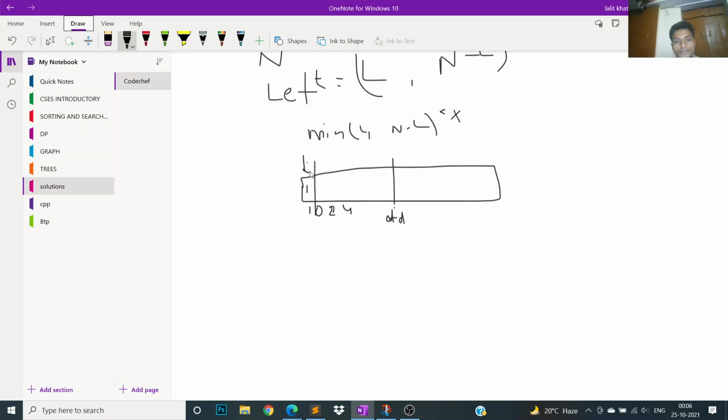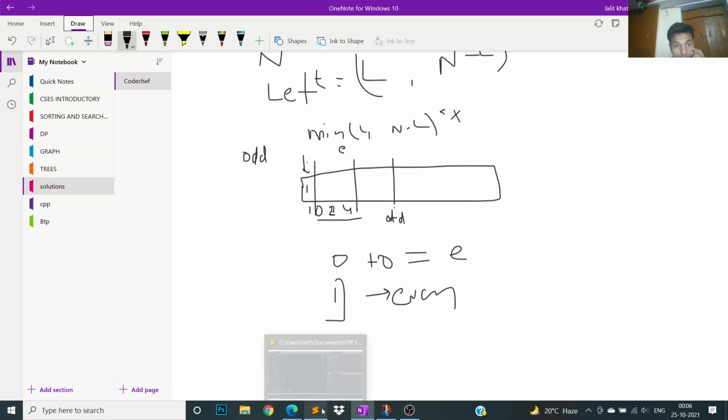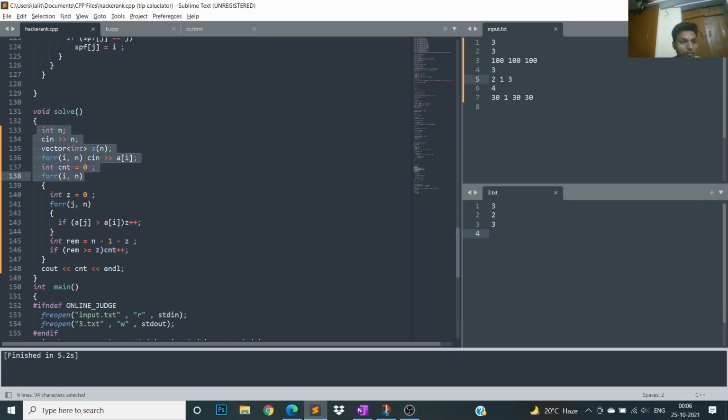this is odd. If any number that is odd comes, then the prefix sum will be even, because odd plus odd is equal to even. So if we start with 1, then all others must be even. So all others will be 0, 2, 4. Okay, that's the answer.